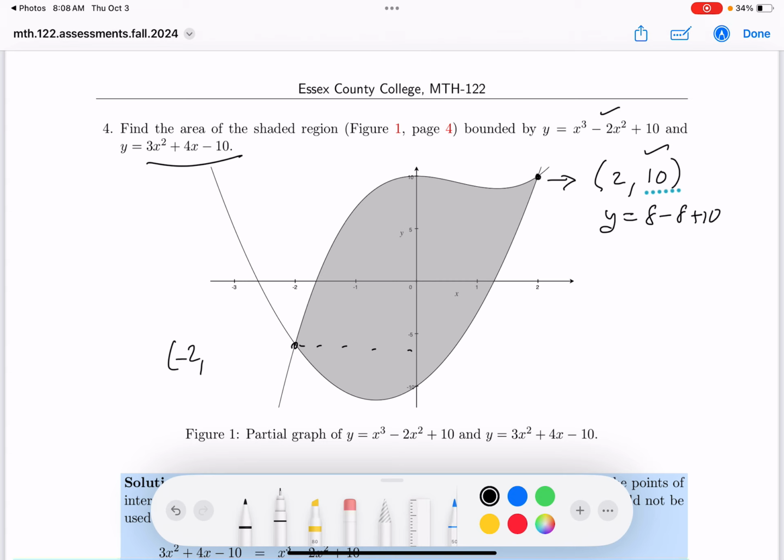Let's write that down for you. What would that be? 2. I'm going to plug that in, and what would you get? y equals, that would be 12 plus 8 minus 10, and that's also 10. So I'm pretty comfortable with that.